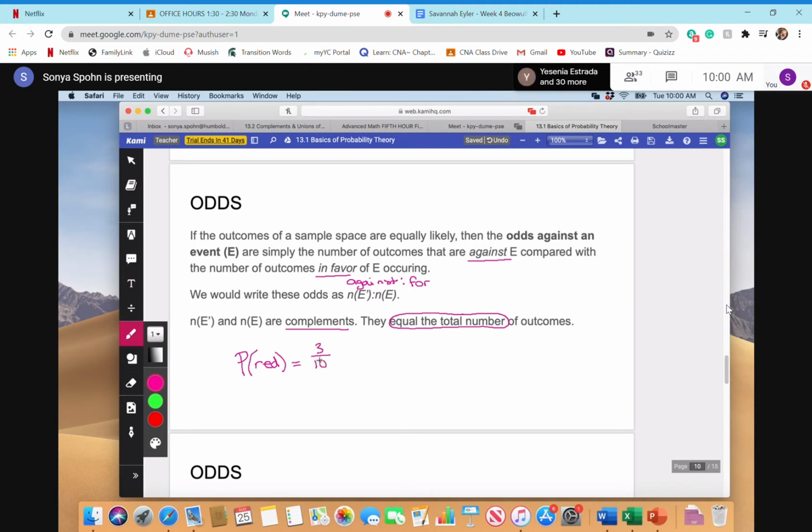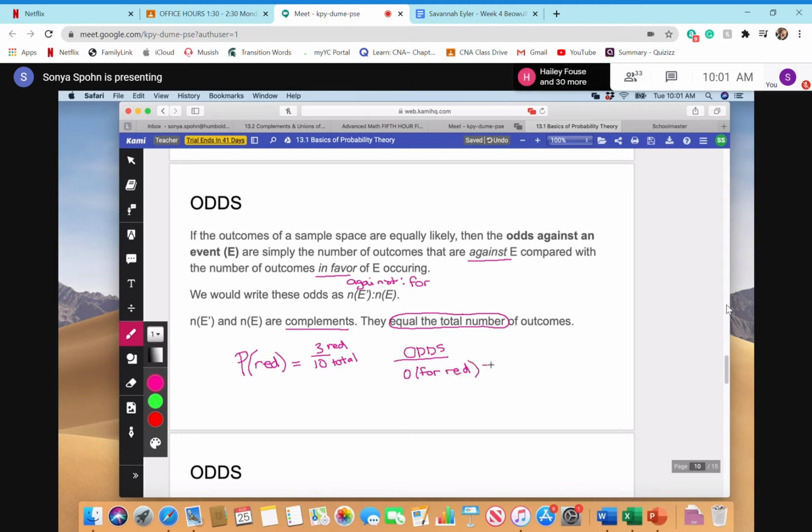Let's say that's the probability. I can very easily take this information and turn it into odds. If I have a probability of red being 3 out of 10, do you agree that the 3 represents 3 red marbles and the 10 represents 10 total marbles? That's what the probability is representing. So now I know there are 3 red marbles in the bag and 10 total. If we're doing odds, what would be the odds, let's say, for picking red?